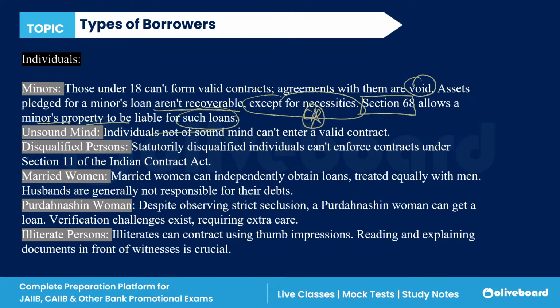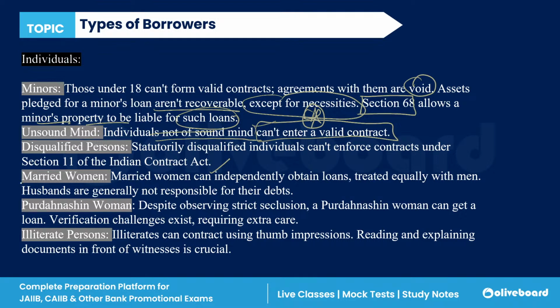Clear? Now, unsound person. If we talk about the unsound person, individuals who are not of sound mind can't enter into a valid contract. They cannot enter into a valid contract. Okay. Next, disqualified person. If you are a statutorily disqualified individual, you cannot enter into any contract, which is made under Section 11 of the Indian Contract Act.